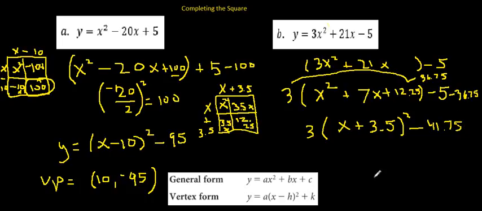So, in conclusion, we can say our vertex point, VP, would equal a minus 3.5 and a minus 41.75.